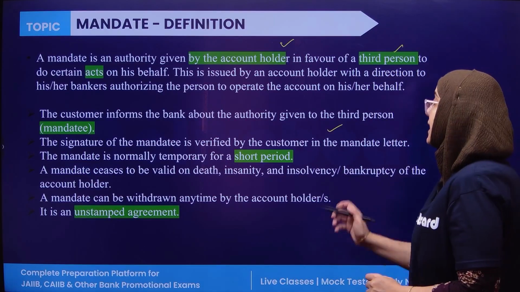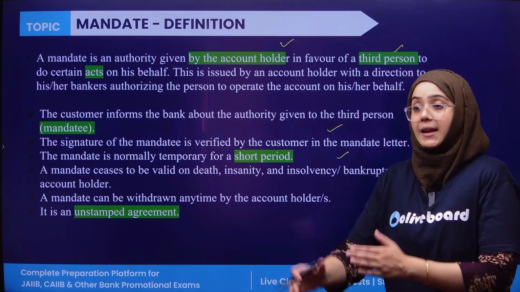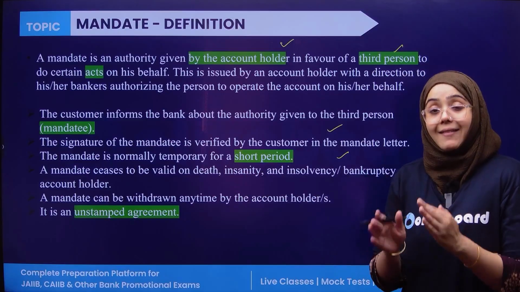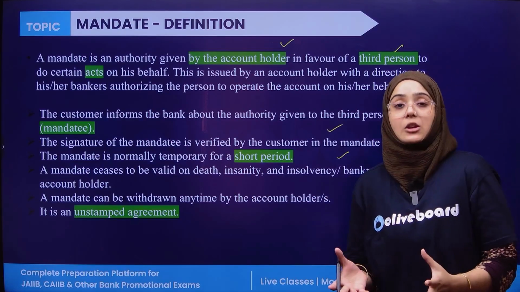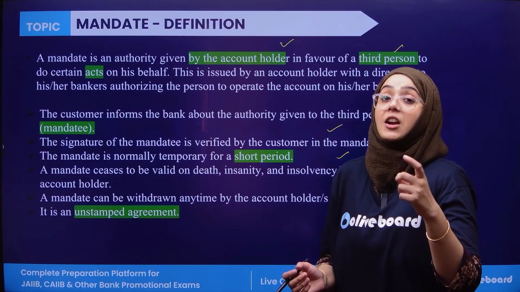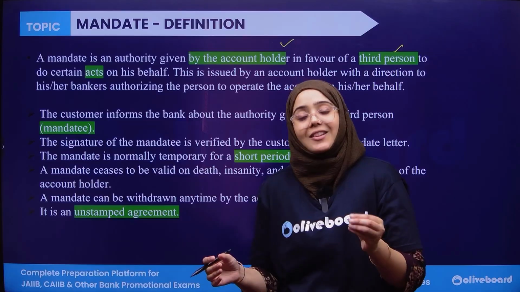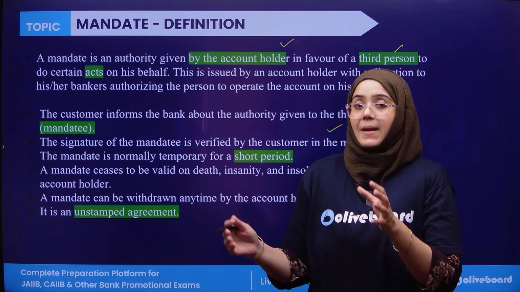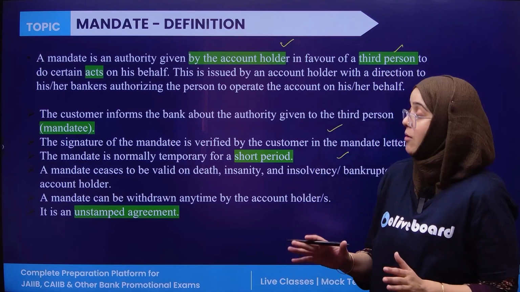The signature of the mandatory is verified in the mandate letter. So the signature of my sister is to be verified by the bank. The mandate is normally for a short period of time because this is for certain acts. So this is not for a long period of time. It is for a short period of time. For example, once that act is finished, the mandate is also finished.